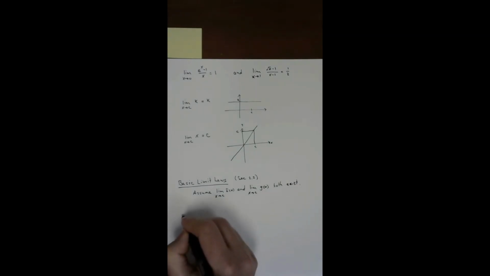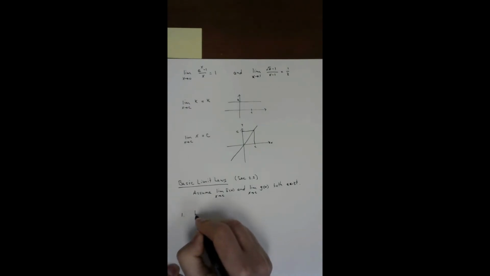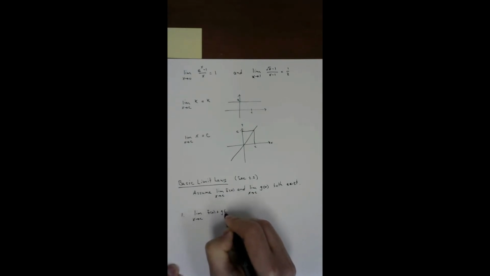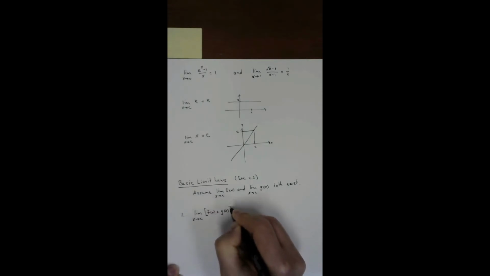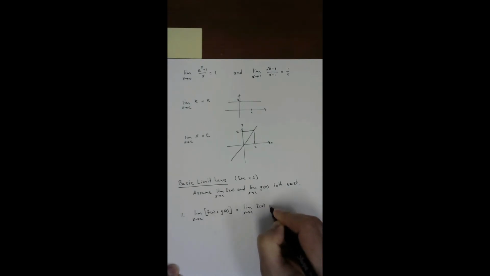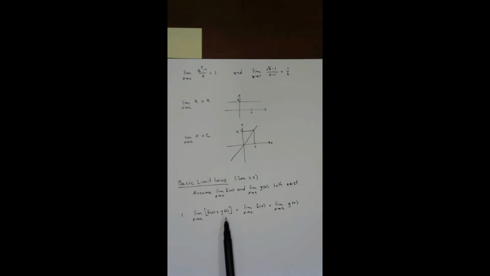Then our first limit law says this: 1. The limit as x goes to c of f(x) + g(x) is equal to the limit as x goes to c of f(x) plus the limit as x goes to c of g(x). Sometimes we read this by saying the limit of the sum is the sum of the limits.